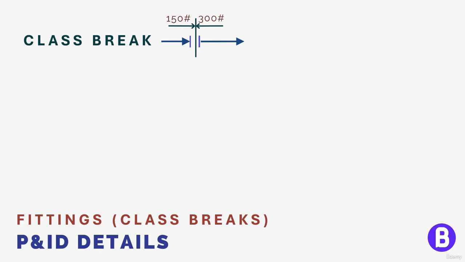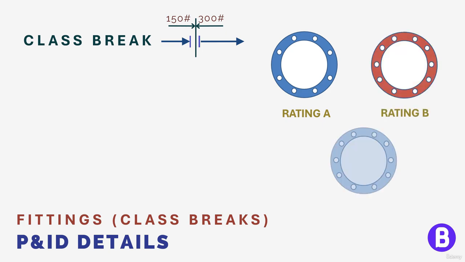This is because a flange with a rating of 150 pounds will have fewer bolts than a 300-pound flange. That's why we can't connect these flanges. So we shall need a 150-pound rating flange with the same bolts in order to connect it to the other 300-pound flange. But why would we need to connect two pipes with a different rating?